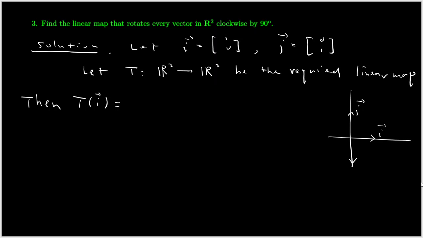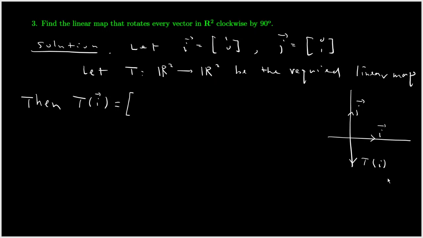This is the output for the input of i. So that's T(i), right? What's T(i)? If you are looking for the two components of T(i), the first component is the x coordinate of that point, which is 0. The y coordinate of the point is 1, I mean the terminal point. So T(i) has two components.